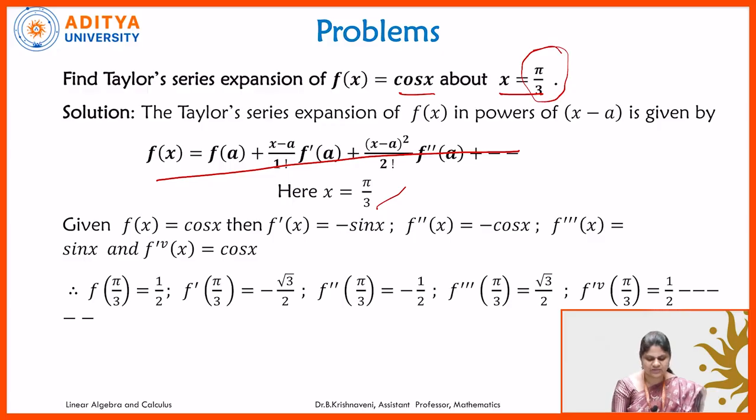f of x is cos x here, f dash x is minus sin x, f double dash x is minus cos x, f triple dash x, minus of minus sin x, is sin x, f fourth derivative of x, sin x derivative, is cos x.